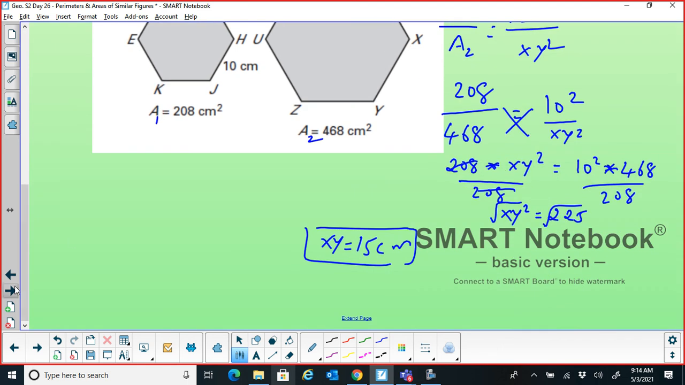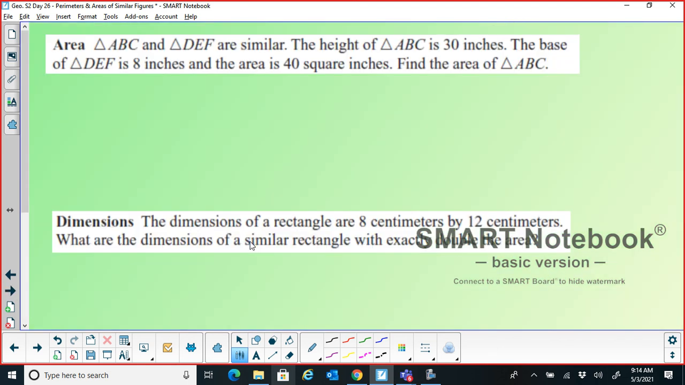Let's move on to the next slide. Triangle ABC and triangle DEF are similar. The height of triangle ABC is 30 inches. The base of triangle DEF is 8 inches. The area is 40 square inches. Find the area of triangle ABC. I want you all to try this particular problem. I'll assist you in another minute and a half.